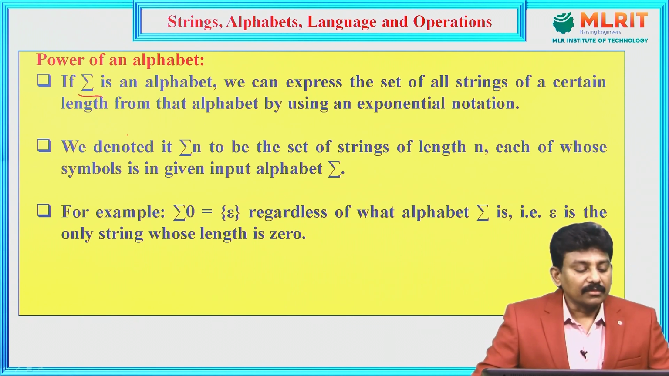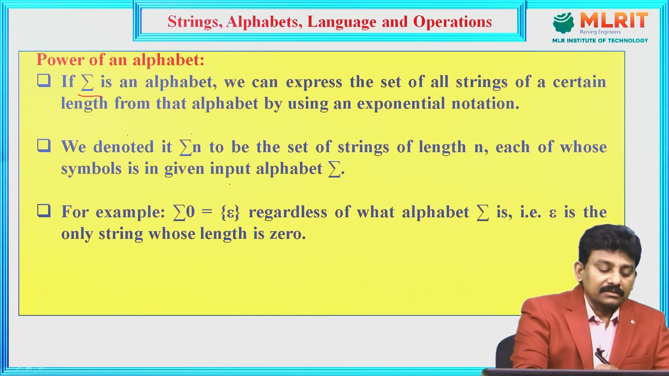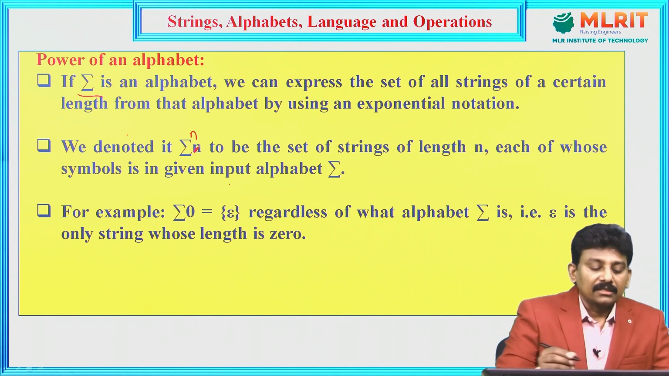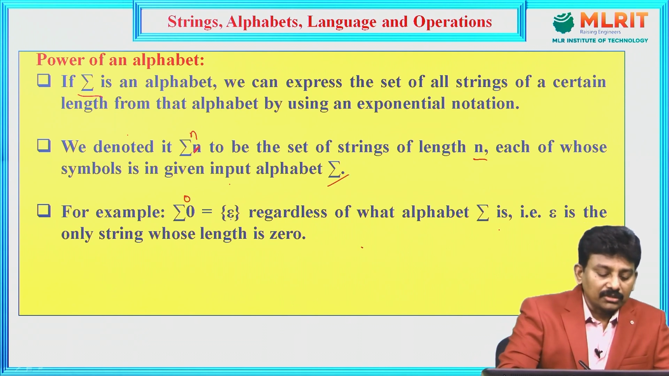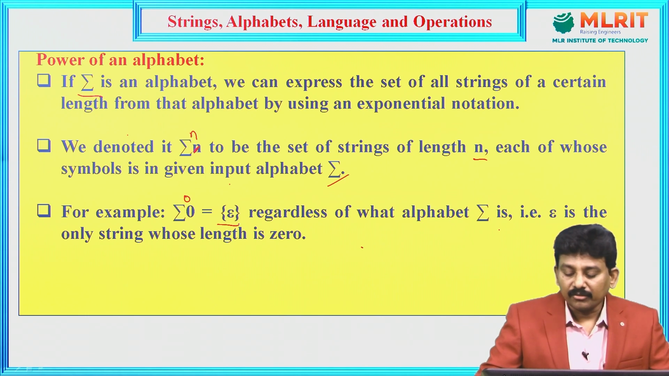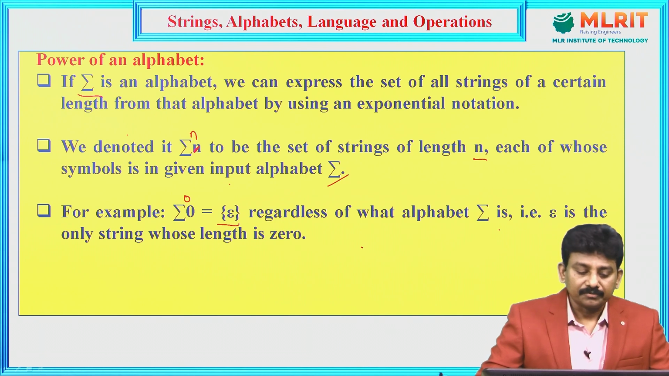If sigma is an alphabet, we can express the set of all strings of a certain length from that alphabet by using an exponential notation. We denote it sigma power n, to be the set of strings of length n, each of whose symbols is in the given input alphabet sigma. For example, sigma power 0 is equal to epsilon regardless of what alphabet sigma is, that is, epsilon is the only string whose length is 0.